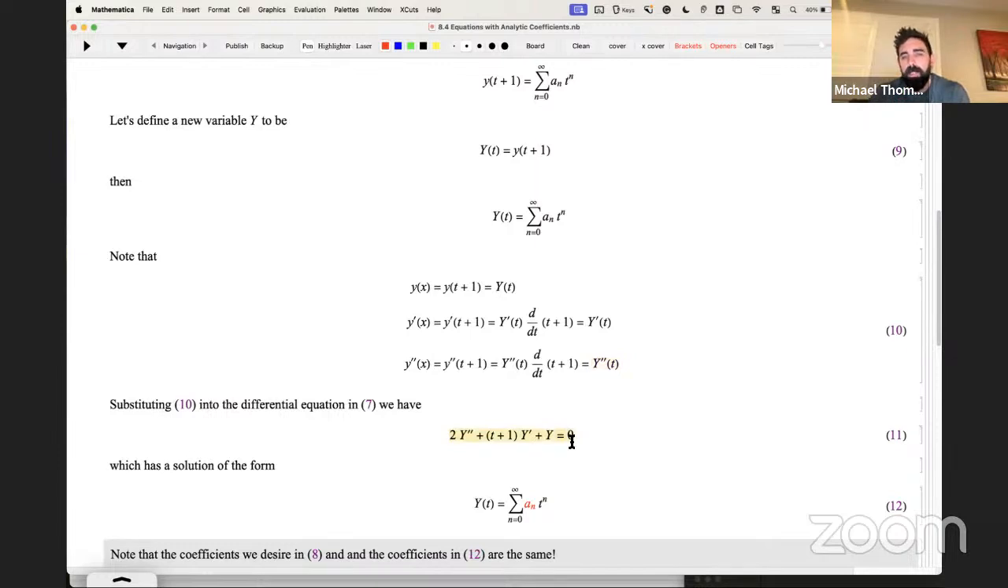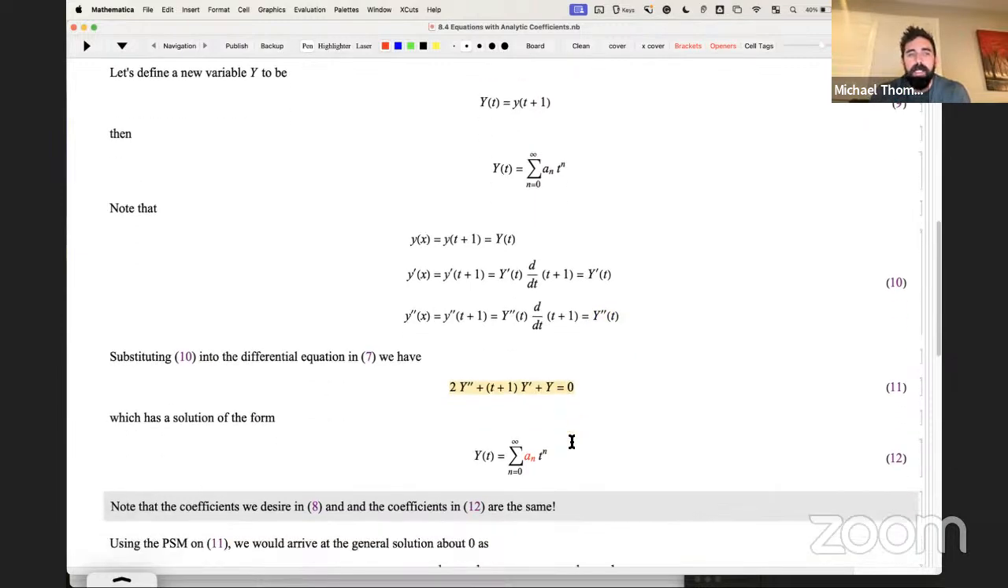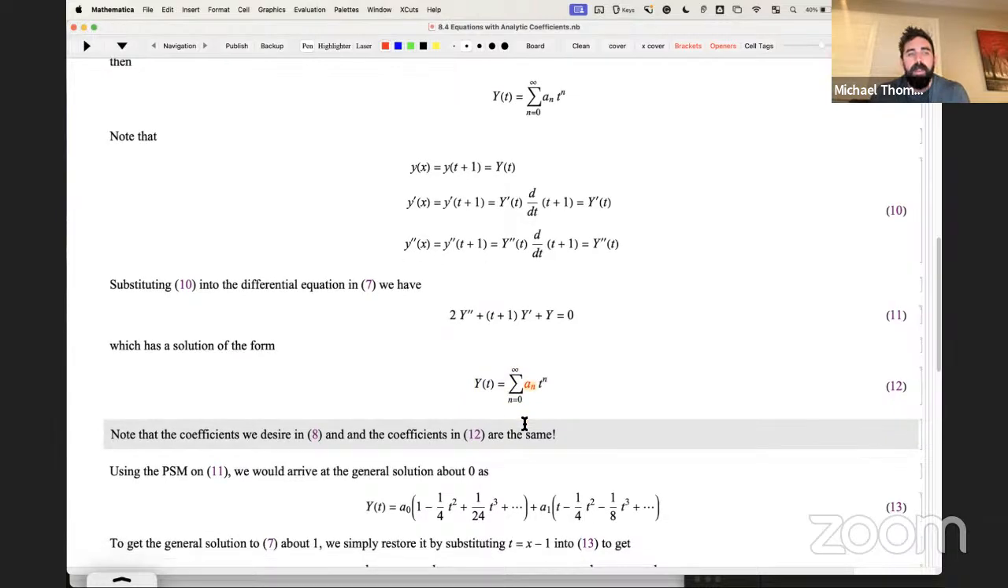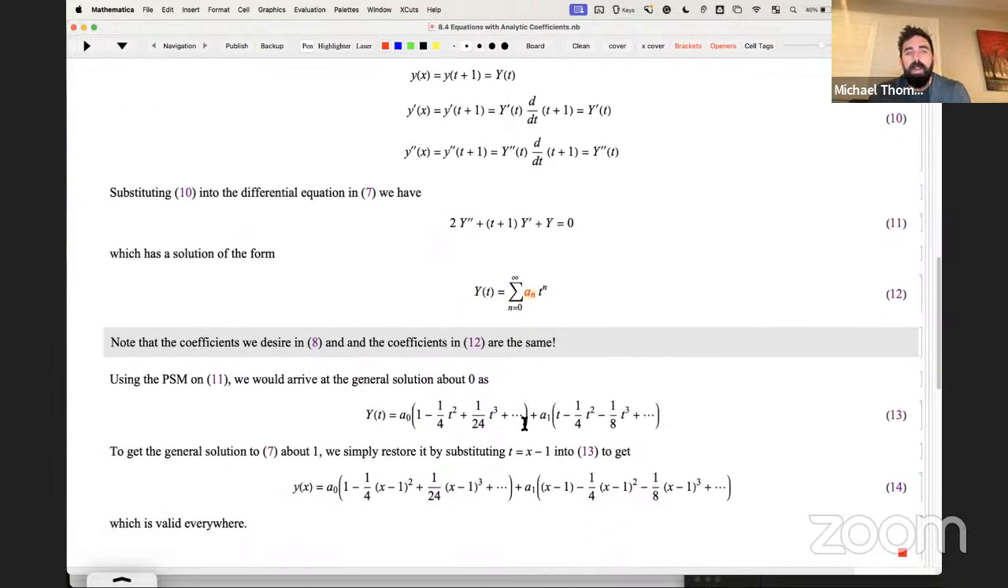So we're going to get a solution that's off by a unit, but it's easy to fix. It's going to have a solution of this form, and the coefficients that we're finding are the same coefficients that we wanted with the original problem. So we can solve this thing the normal way, and using the power series method, we'd arrive at this solution.